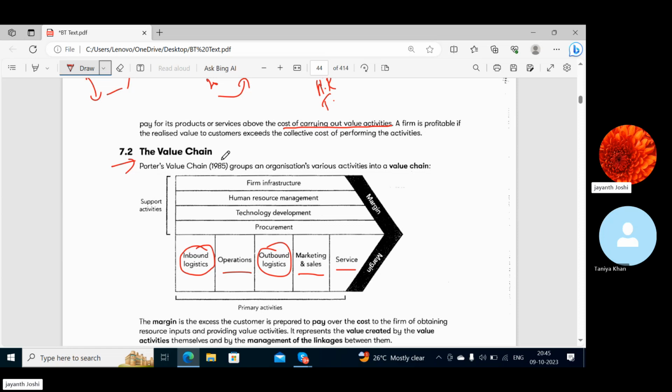Porter's value chain, 1985, groups an organization's various activities into a value chain. So this is a value chain. These are the primary activities. That means buying the goods or raw material, making sure that it is stored well, that it is used by the company, and then it reaches the end customer. Internally, if all these are happening, like raw material you are buying and storing in your company's godown, and then making sure the materials are moving from one department to another department for processing purposes.